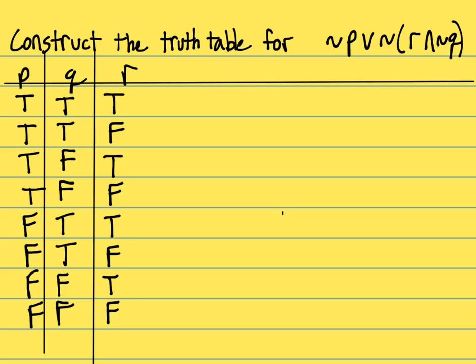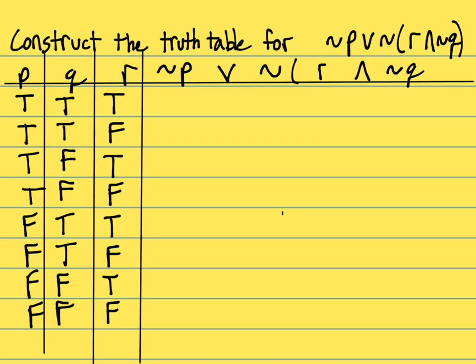Now in class we looked at 2 different ways to construct a truth table. This time I'm going to use the second method I showed you, where we spread it out and just work on each operation rather than doing pieces and doing a column for each piece. So I'd begin by writing this as negation P or negation of parentheses R and negation Q.